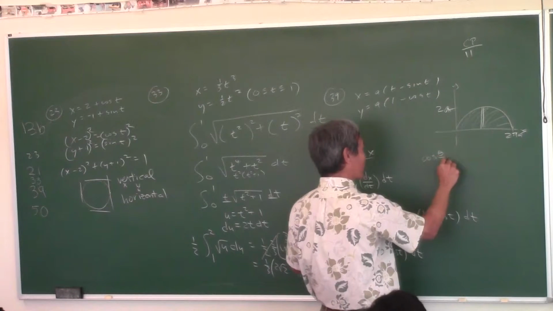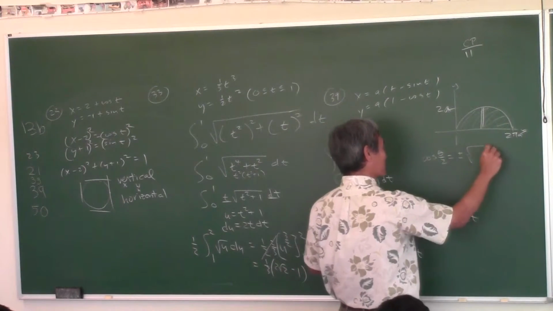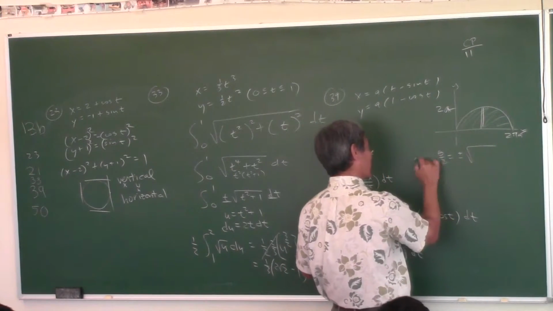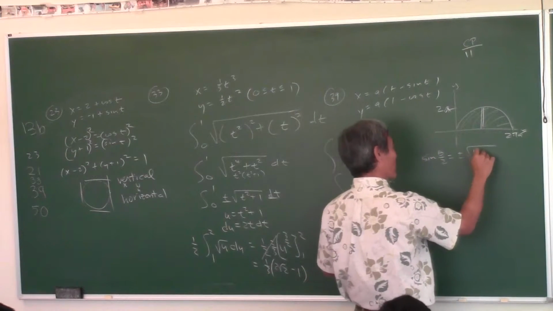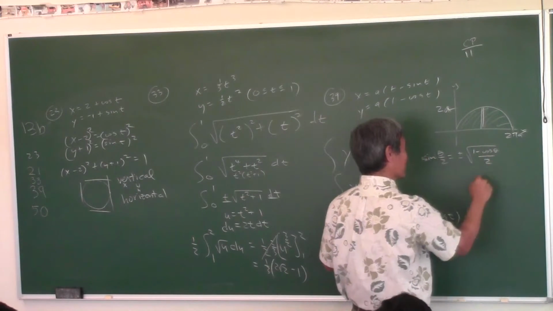Cosine theta over 2 is plus or minus the square... oh, the sine. This is sine, sorry. Sine of theta over 2 is the square root of 1 minus cosine theta all over 2, correct?